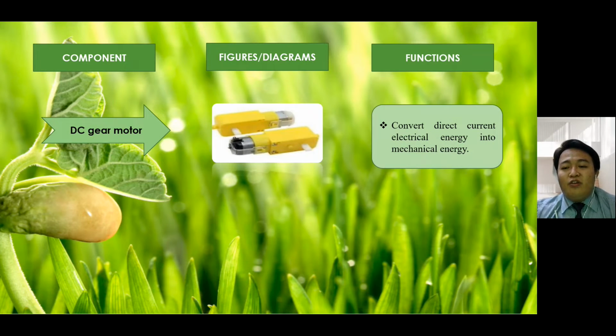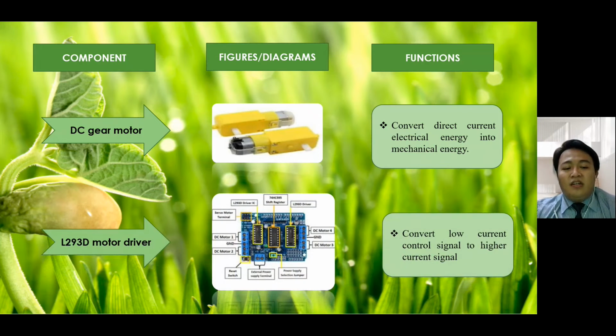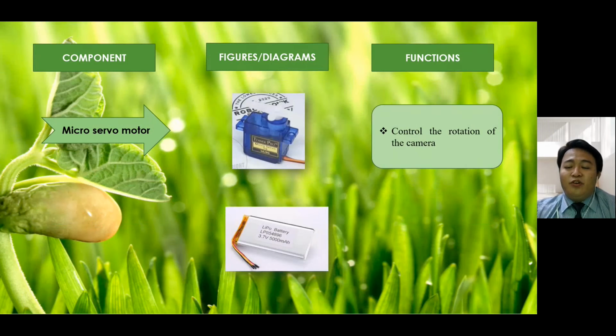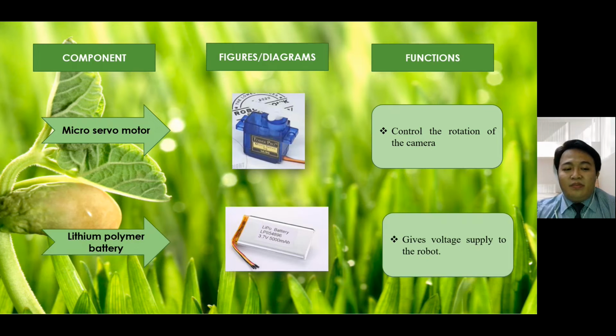gear motor converts direct current electrical energy into mechanical energy, L293D motor driver which converts low current signal to higher current signal, servo motor to control the rotation of the camera, and last but not least, the lithium polymer battery which gives voltage supply to the robot.